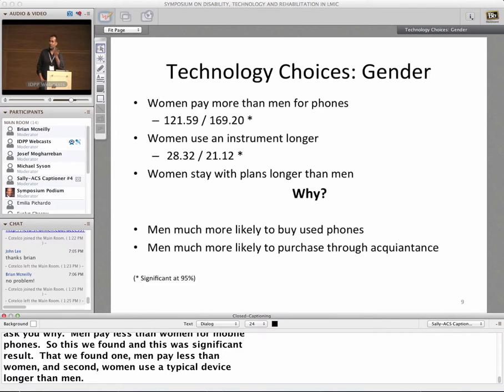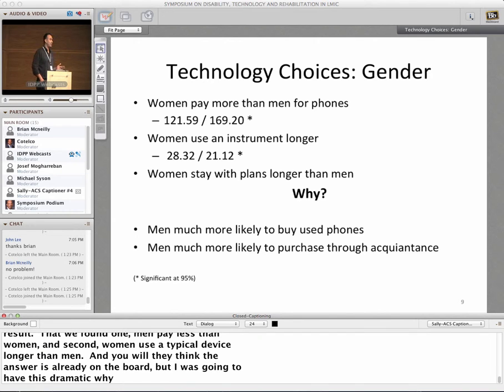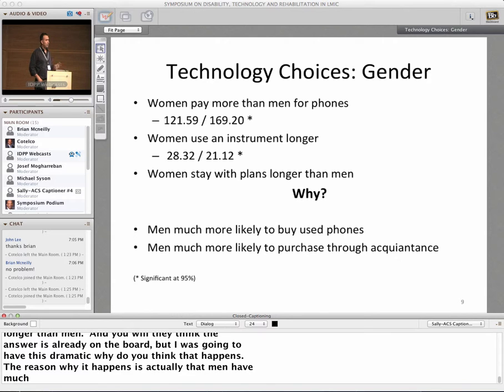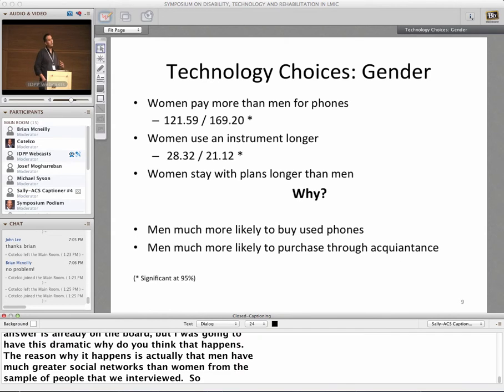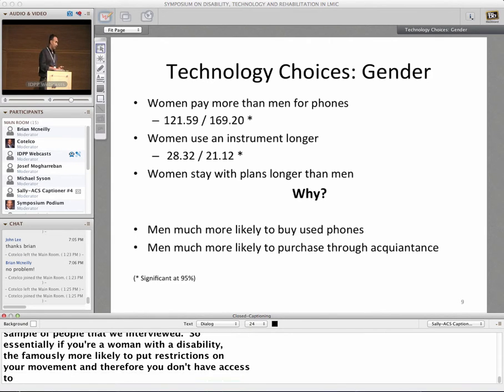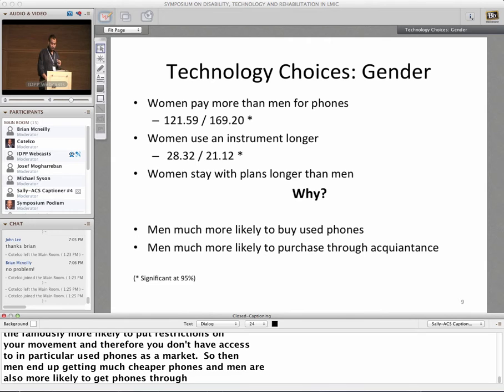And when we were thinking about the answer, it's actually already on the board, but I was going to have this dramatic moment. Why do you think that happens? The reason is that men have much greater social networks than women from the sample of people that we interviewed. So essentially, if you're a woman with a disability, the family is more likely to put restrictions on your movement, and therefore you don't have access to, in particular, used phones as a market. And so men end up getting much cheaper phones, and men are also more likely to get phones through acquaintances, which women don't have.